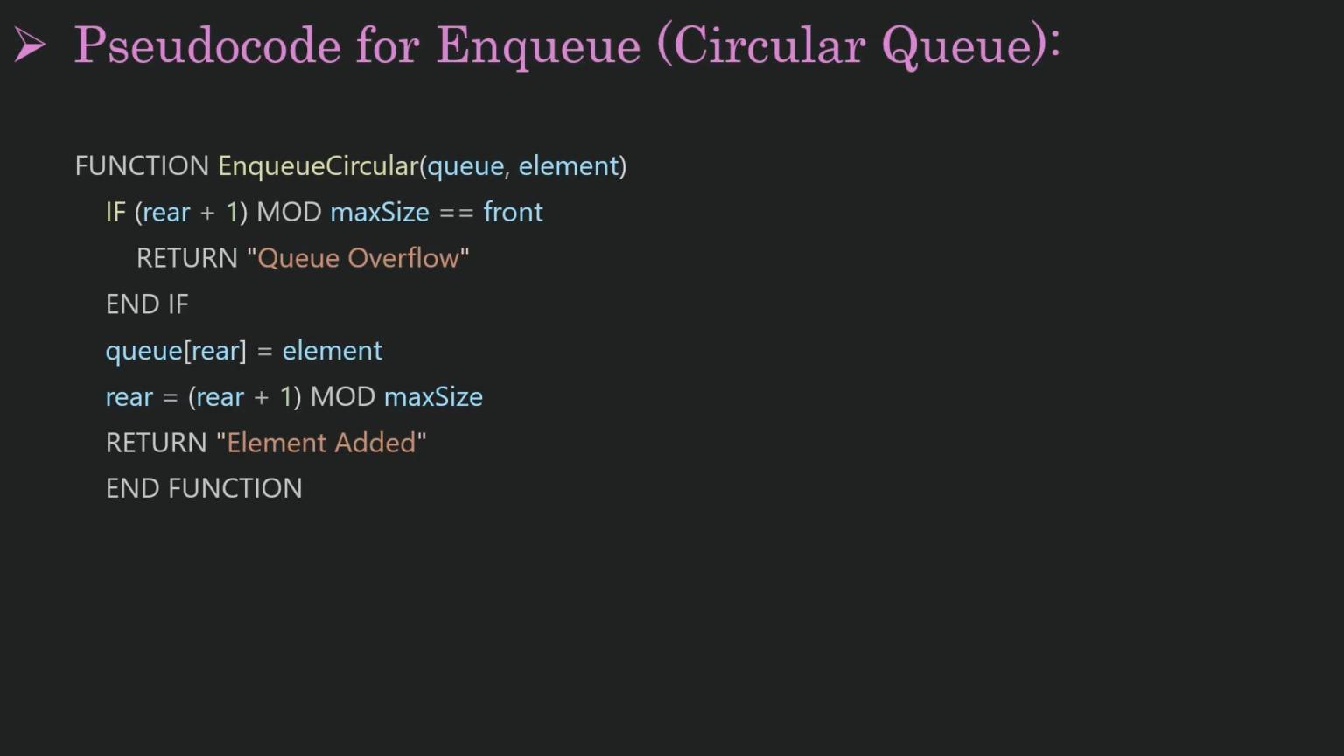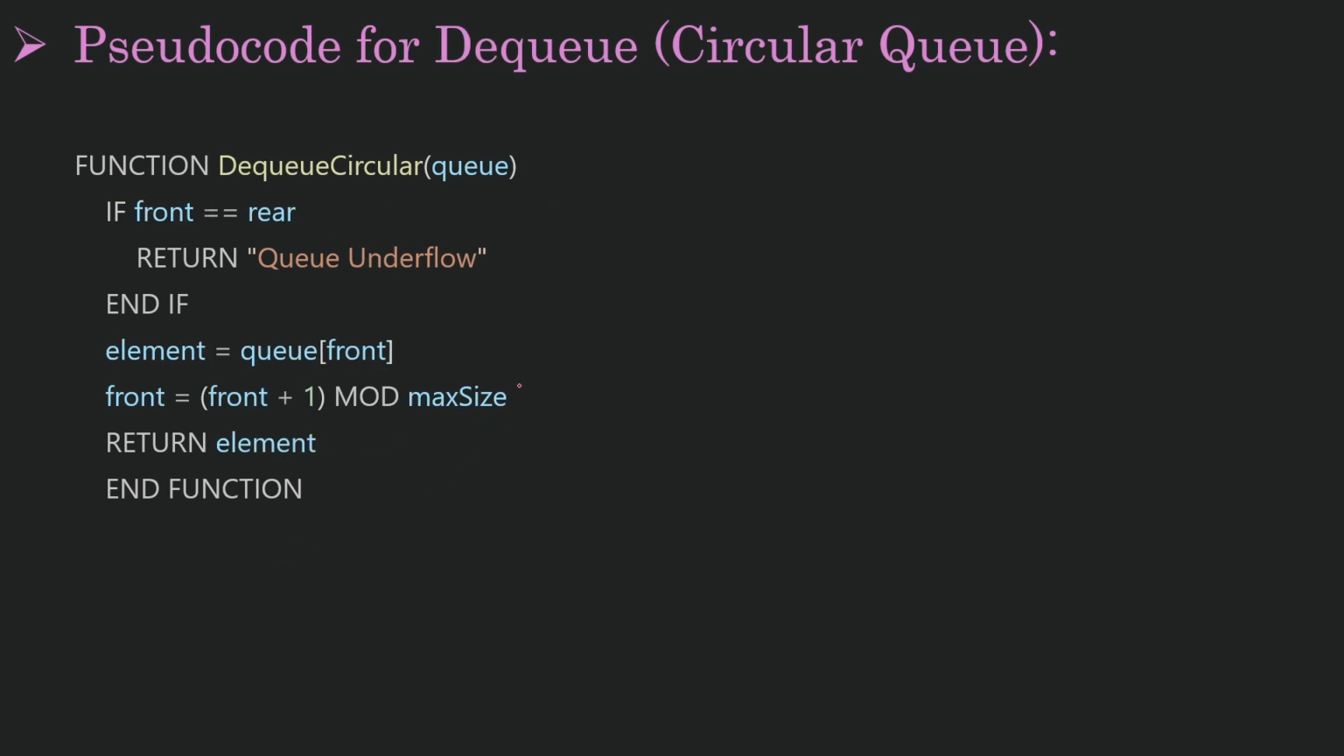Pseudocode for enqueue in a circular queue. Check if the queue is full: next rear position equals front. Return error if the queue is full. Store the element at the rear position. Update rear position using modulo to wrap around. Indicate successful addition.